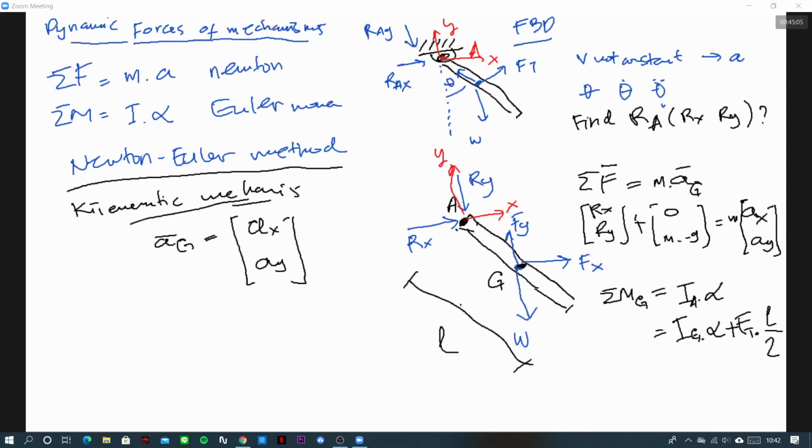Okay, this is a review from dynamic analysis of rigid body. I believe you all remember this. I will erase this now. We'll come to the mechanisms. Now we come to the mechanisms.